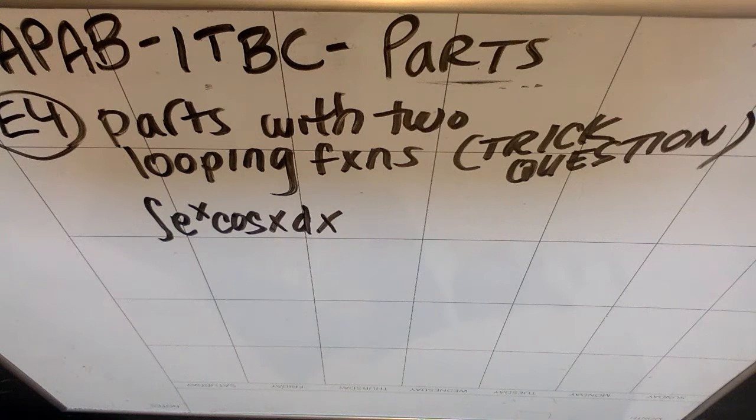This is APAB. We're doing Intro to BC, and this is parts. So in example 4 of parts, I'm going to give you a pretty common trick question. This is parts with two functions that loop.